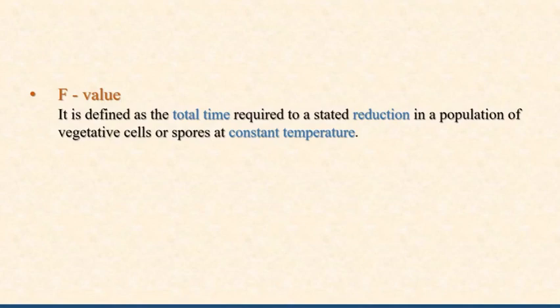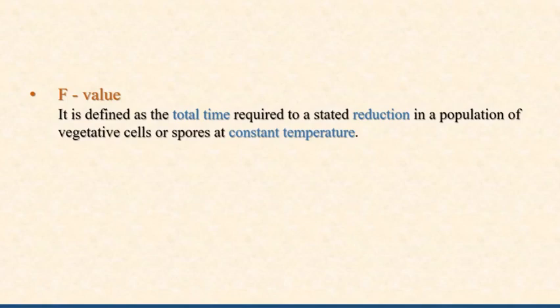In previous videos, we discussed D-value and we solved a numerical on D-value. In this video, we will discuss F-value. What is F-value? F-value is defined as the total time required for a stated reduction in a population of vegetative cells or spores at constant temperature.